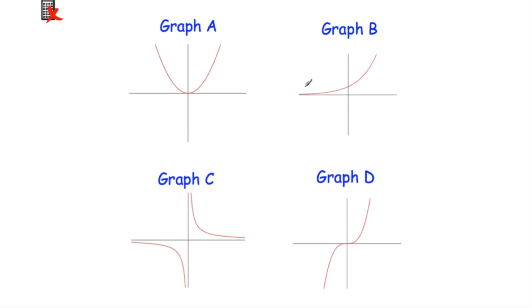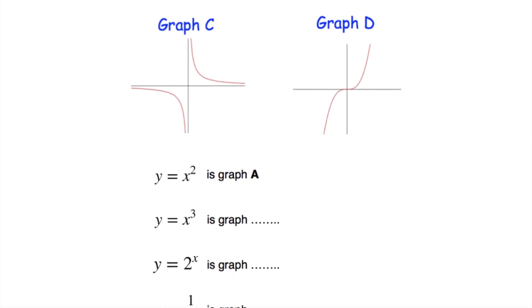Okay, next one, graph B. This actually looks like an exponential growth graph, something in the form of y equals 5 to the power of x or something like that. This graph is a reciprocal graph. We've looked at graphs like this in this video so far. So this would be something over x. And this looks like a cubic graph where you've got x cubed, because a negative times a negative times a negative is a negative, and a positive times a positive times a positive is a positive.